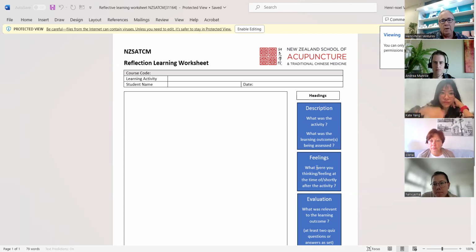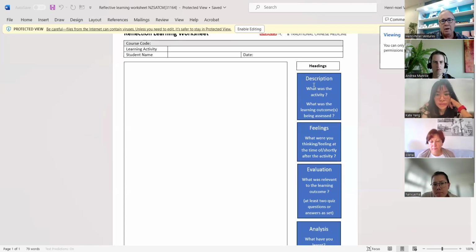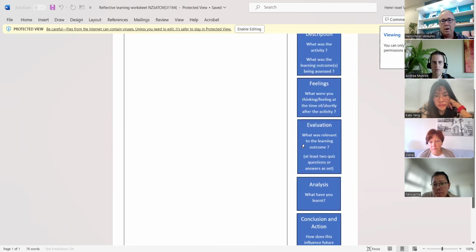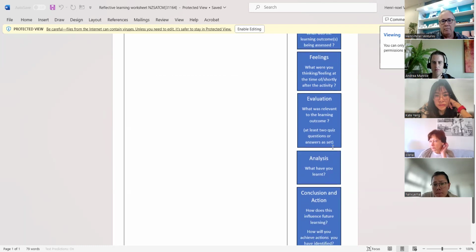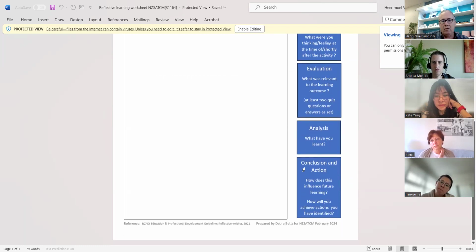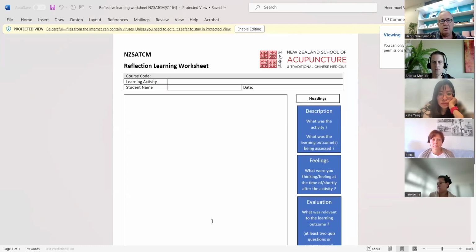Yep, good. So there are the headings. What was the activity? What were your feelings at the time? What was relevant to learning outcomes? You're going to analyze what you've learned, and you're going to have a conclusion and action. The action is about how this reflects on you in the future. How can you use it in your workplace? And all those things associated with that.